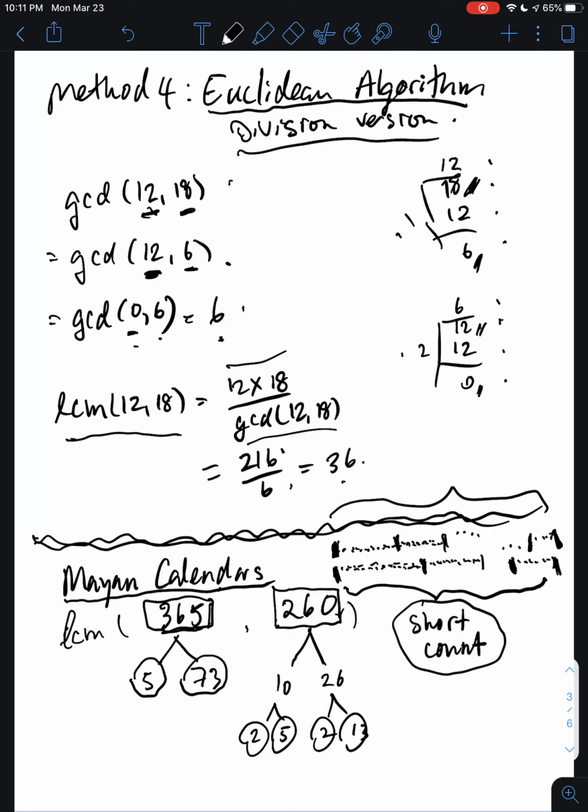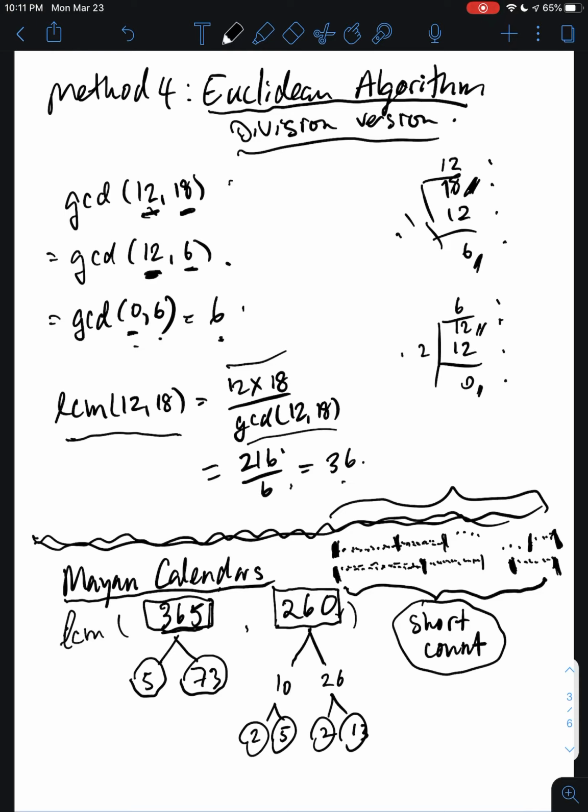So there's a lot of different calendar systems, very sophisticated. They combine in interesting ways, and it's something that you may want to read about, but today we're just going to concentrate on this particular problem. How long is the short count?